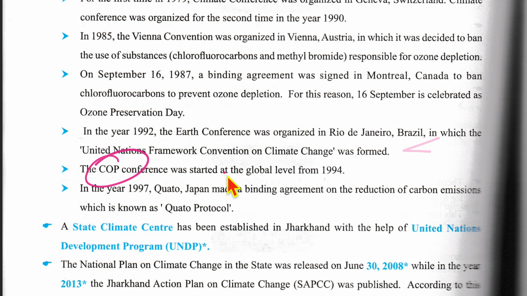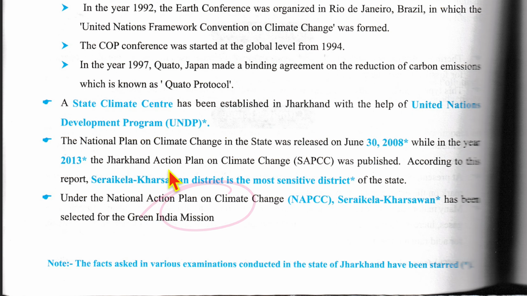The COP conference was started at the global level from 1994. In 1997, in Kyoto, Japan, a binding agreement on the reduction of carbon emissions was made, which is also known as the Kyoto Protocol. Now, a state climate center has been established in Jharkhand with the help of the United Nations Development Programme, UNDP. The State Action Plan on Climate Change was released on June 30th, 2008.